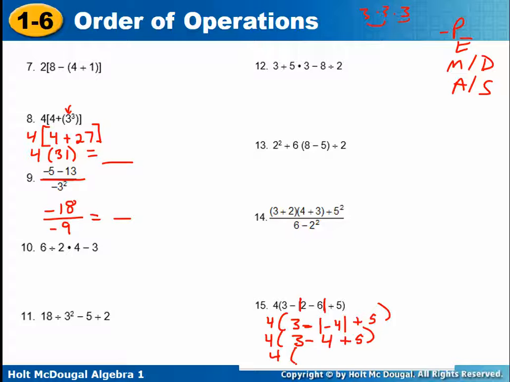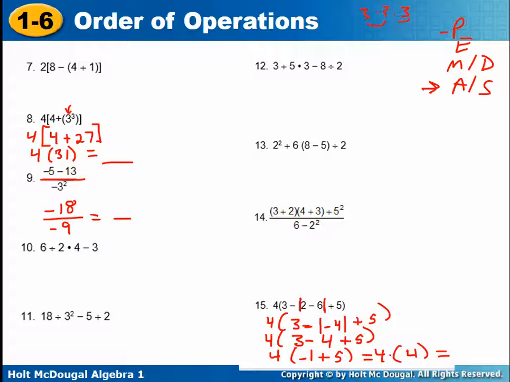Okay, now we're ready to do the work inside the parentheses. We're going to go to the addition and subtraction line. We're going to first subtract because it shows up first. So 3 minus 4 is -1. And then we still have 4 times this. -1 plus 5 is a +4.